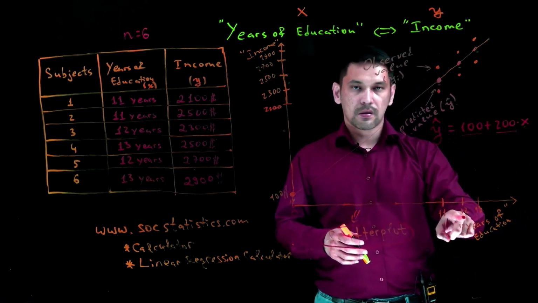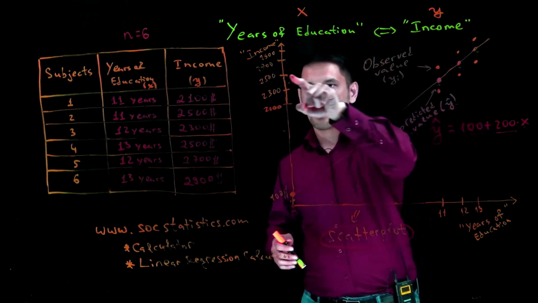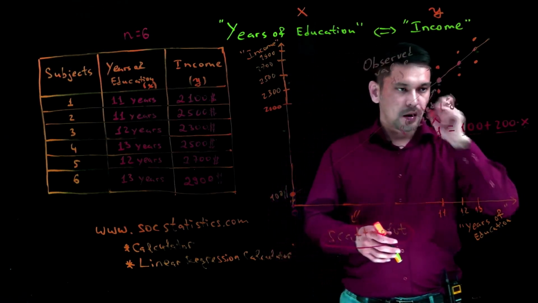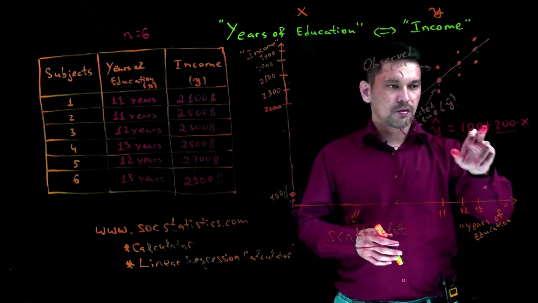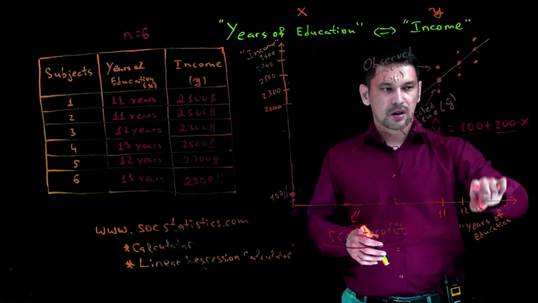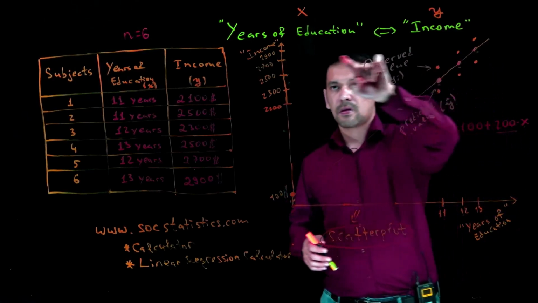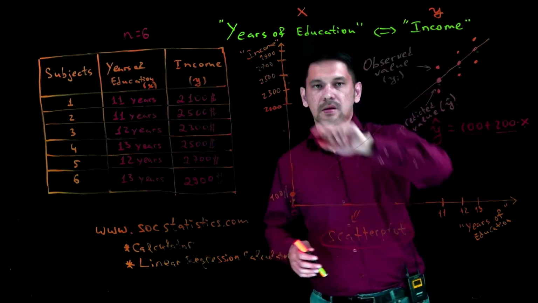You can check it here in the graph. When x is equal to 12, the predicted value is 2,500. And if x is equal to 13, then the predicted value is 100 plus 200 times 13, which is 2,700. You can check it here in the graph. When x is equal to 13, the predicted value is 2,700.